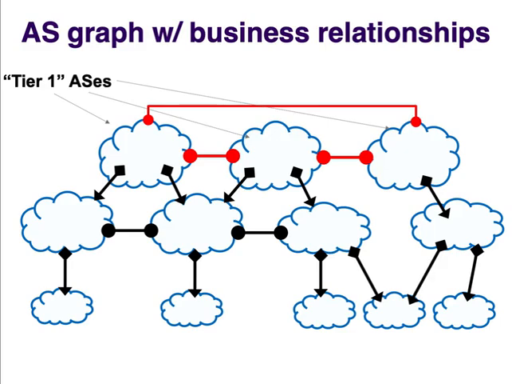Yeah. So all the tier 1 ASs will connect to each other in a full mesh, typically.